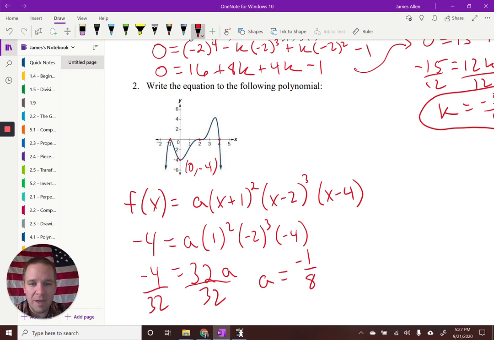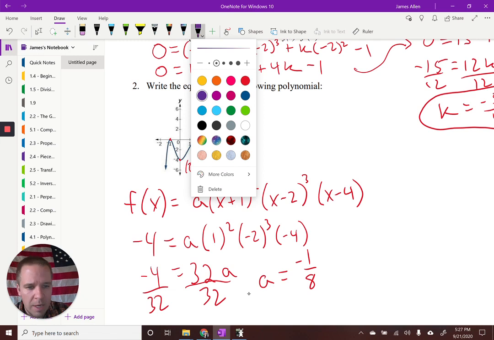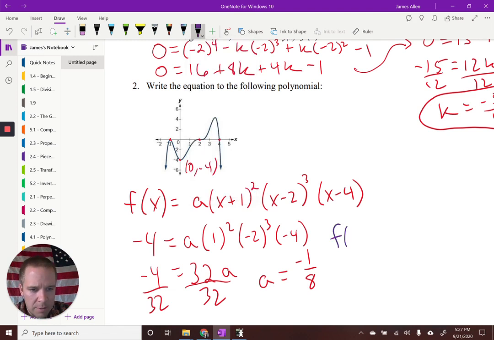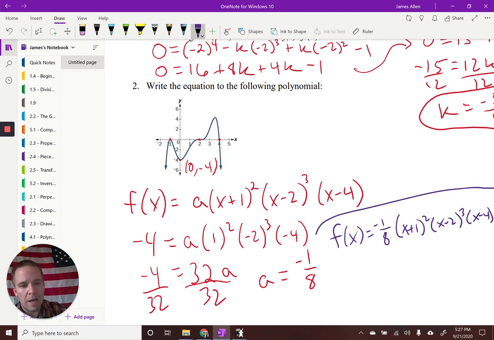So that means my final answer here is, I want to change colors, we got a lot of red going on. I'd have f of x equals negative 1/8. See how the negative worked its way out there, which makes sense for this function. And then I have x plus 1 squared, x minus 2 cubed, x minus 4. There is my wonderful, beautiful function there.